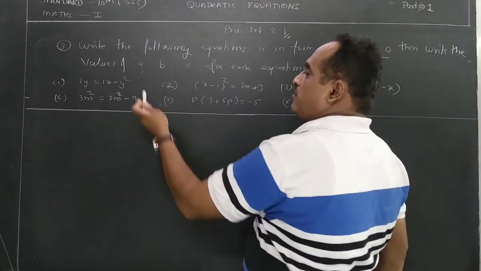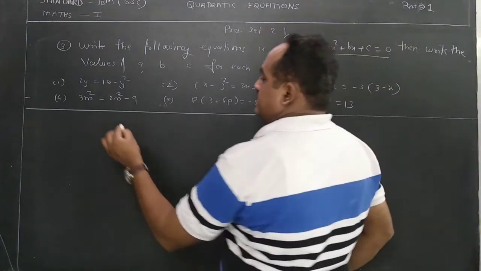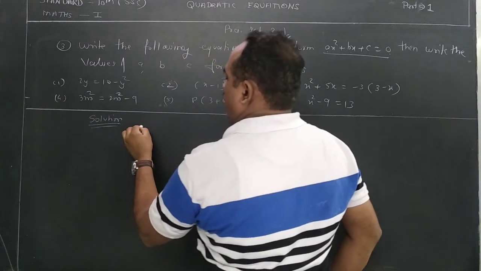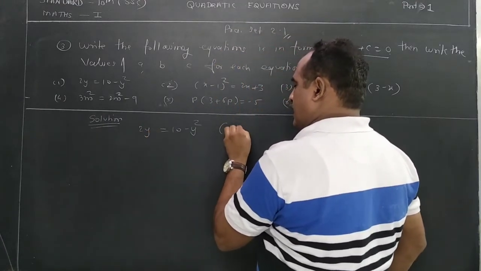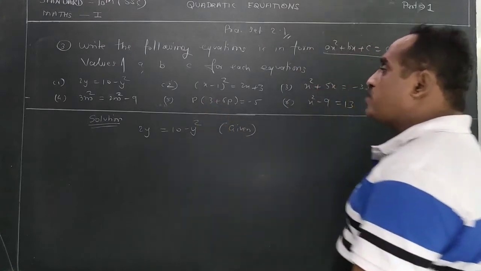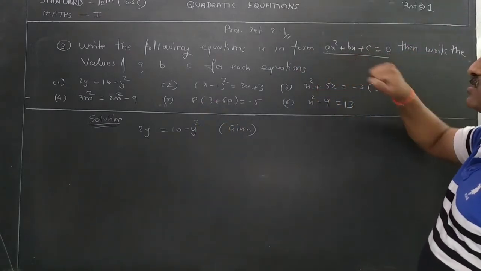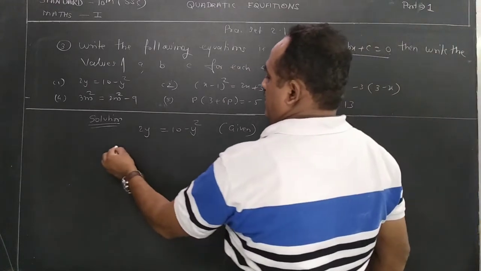Now we are going to solve these equations. 6 equations they have given to you. So I will do it then. Solution. What they have given you? 2y is equal to 10 minus y square is given. And you have to solve it, and first write it in this general form. So what will I do?